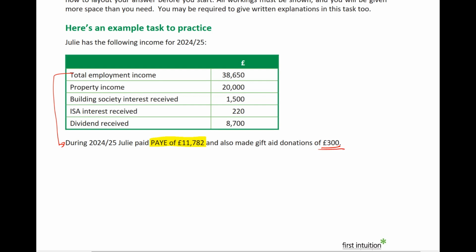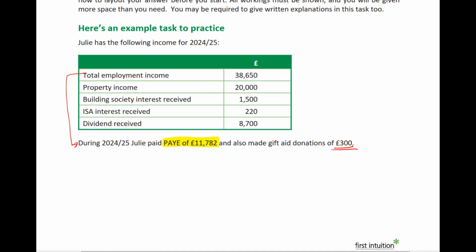So things that jump out at me straight away are the different types of income. So I'm already thinking, okay, well, when I put this income together, I do that in a particular order. So I always consider the non-savings, then the savings, and then the dividend income. So these are non-savings. Then I've got savings income through the building society. The ISA is exempt, but I need to tell the examiner that I know that. I can't just leave it out. I need to say, look, I know this is exempt, which is why I left it out, rather than I didn't know what to do with it, so I skipped over it. And then, of course, the dividend.